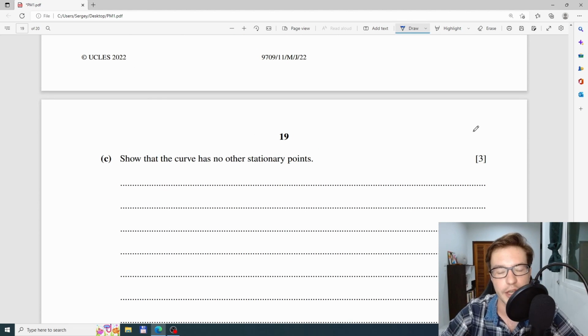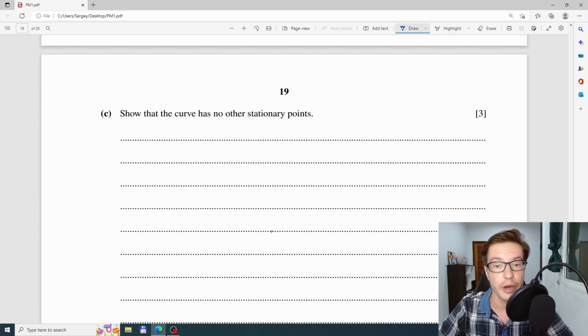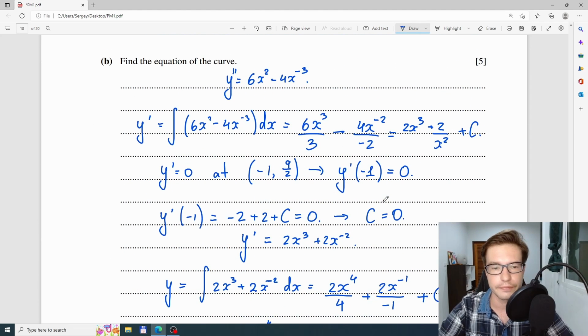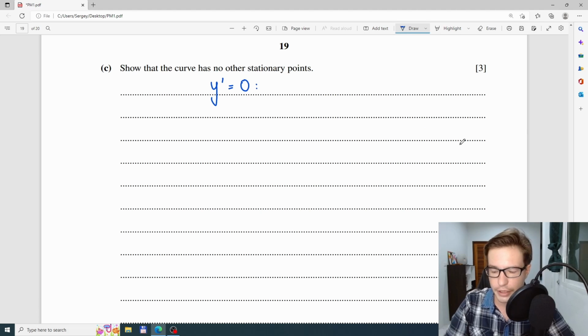And let's move on to the next question. We need to show that there are no other stationary points on the curve. And to start with, how do we get stationary points in the first place? We get them when the derivative equals 0. So we would have to explore the equation for the derivative one more time. Let's find that equation. It is here, and c equals 0. So let's copy the equation and make it equal to 0. So we get 2x to the power 3 plus 2 over x to the power of 2 equals 0.